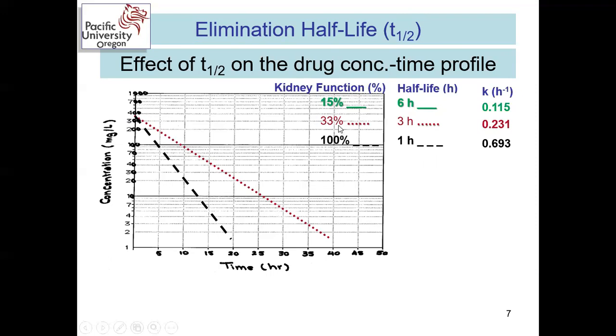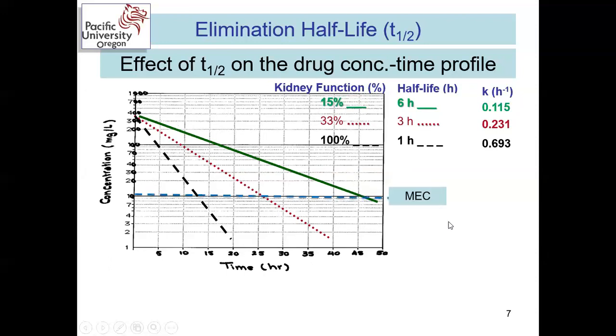With even more reduction in kidney function, only 15%, you would see an increase in half-life, prolongation of half-life from 1 hour to 6 hours, and a proportional decrease in K to 0.115 per hour. Again, this is a significant decrease in the elimination rate. And because of that, the drug will stay even longer and will accumulate unless we adjust the dosing regimen.